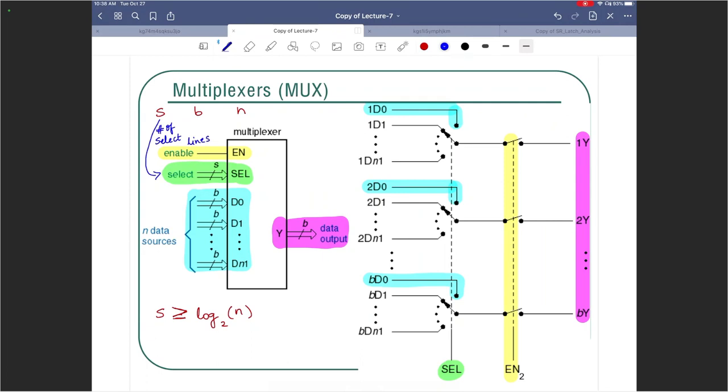And then we have B, which is number of bits per data source. And we have N as number of data sources. All right. Let us move on here.